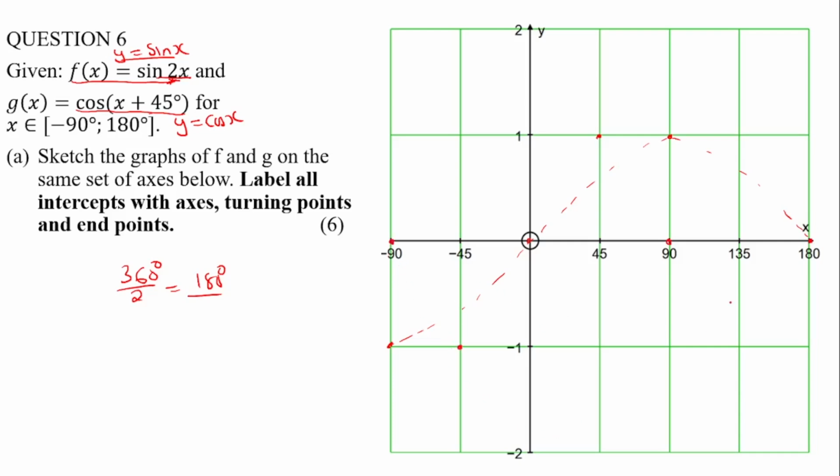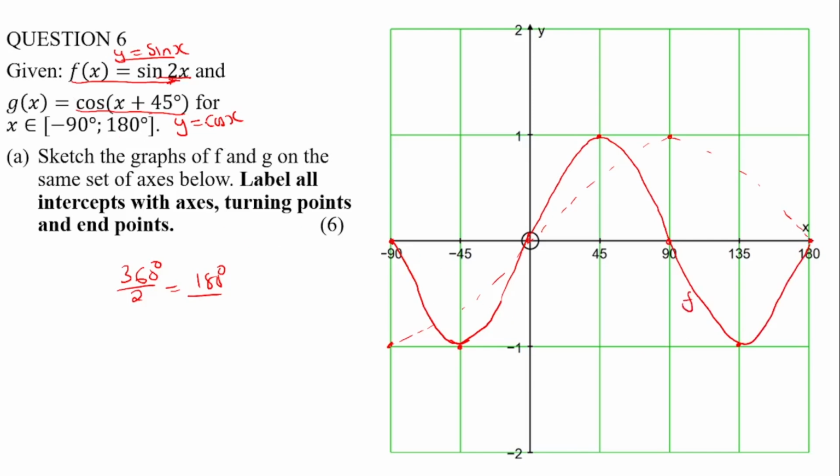You see that? And then here we have the graph like that, and then like that. You see that? Then the period is reduced because of the 2 there. So we can easily sketch the graph of f of x from its parent graph. Okay, just remember the effects of the parameters. This is f. And then what about g of x?